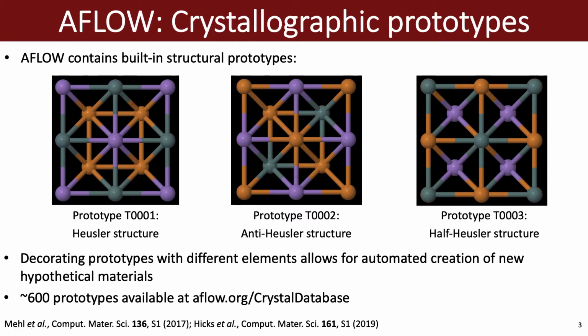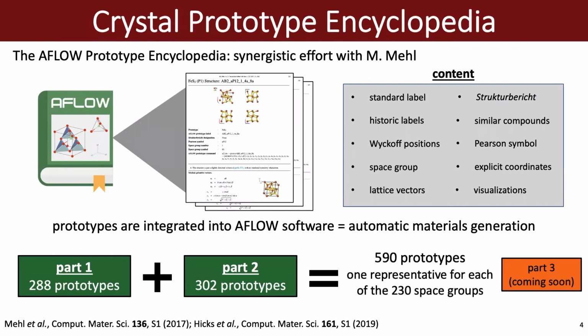And so this is the idea behind prototype decoration. And currently we have 600 online that we can view, and we'll view that a little bit later. And then we also have many, many more integrated into the software itself. And so this endeavor is known as the AFLOW Prototype Encyclopedia. And so this has been a synergistic effort with Professor Michael Mehl, who originally started a prototype encyclopedia when he was at NRL. And so we've joined with him and we've extended this effort.